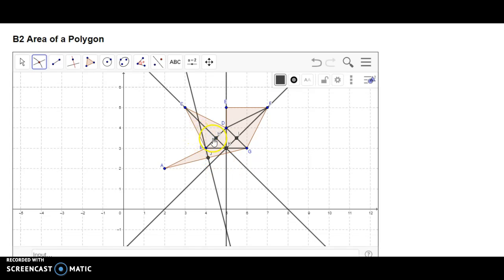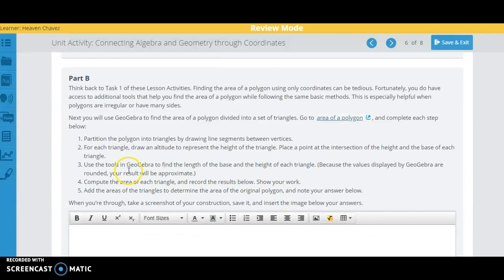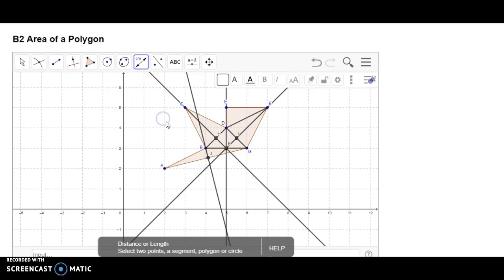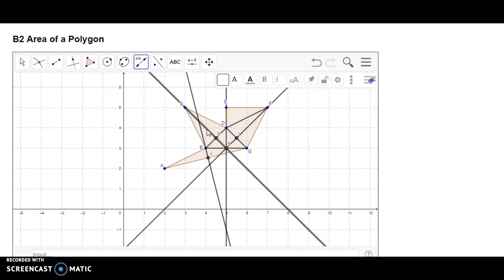Okay, I think we got it. We have one here, that one doesn't need one, one here, one here, and one here. Okay, so we're all good. Now it says use the tools in GeoGebra to find the length of the base and the height of each triangle. So that's going to be right here. We're going to click on distance. Let's see, the height of this triangle. Sorry, let's do between C and H.